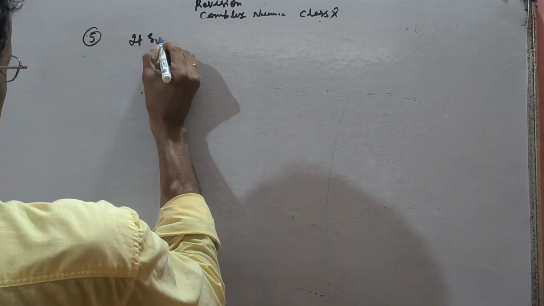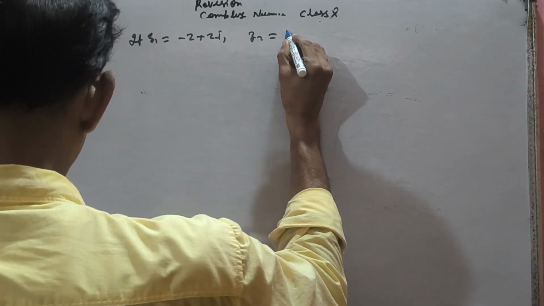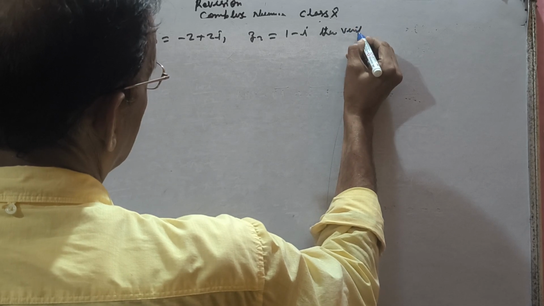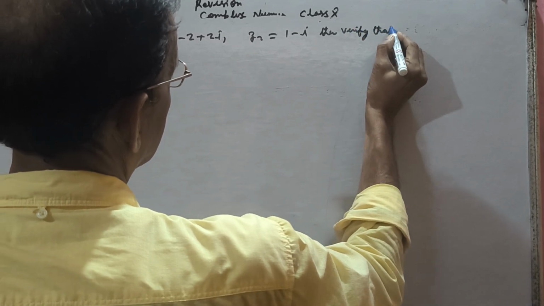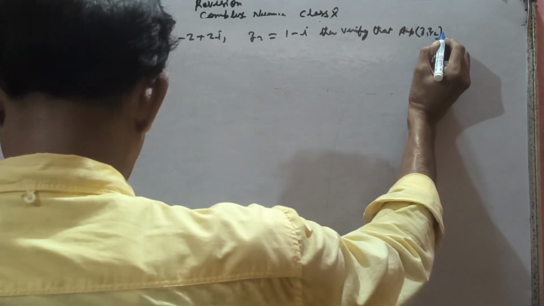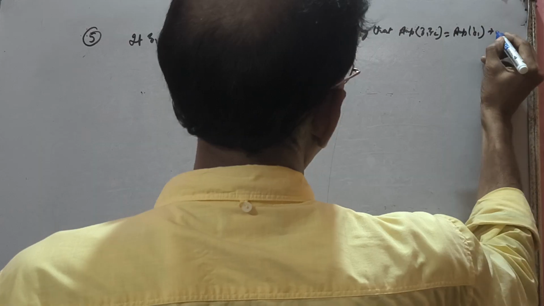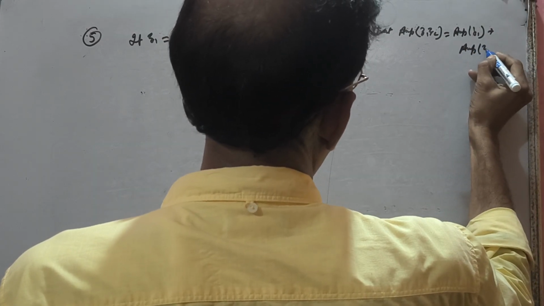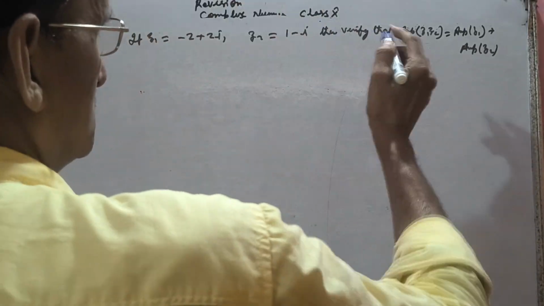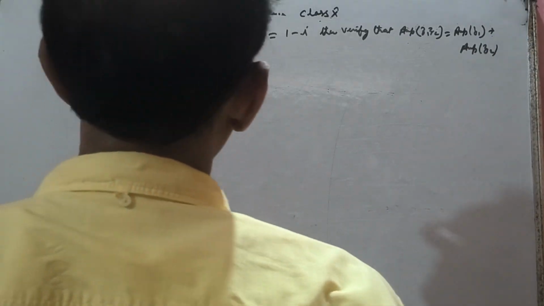If Z1 equal to -2 plus 2i, Z2 equal to 1 minus i, then we need to verify that amplitude of Z1 Z2 is equal to amplitude Z1 plus amplitude Z2. This is the property of the amplitude of a complex number. Amplitude of product of two complex numbers is equal to sum of their amplitudes.